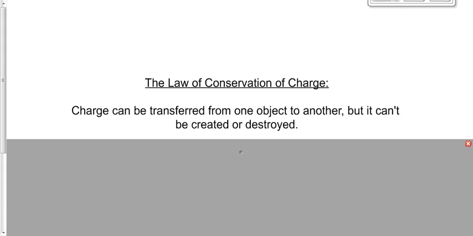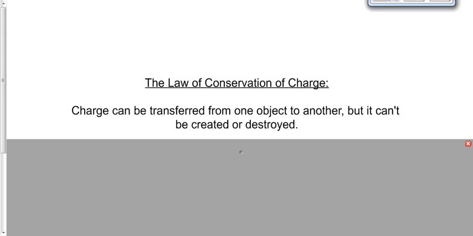If I walk across the carpet and pick up a charge on my body due to friction, and then I go and touch your finger, I can shock you. I've transferred charge to you. Electrons have moved to you, but we haven't created anything or destroyed anything. The total amount of electrons that exist in that system is exactly the same as it was before. It's just that now they're rearranged.